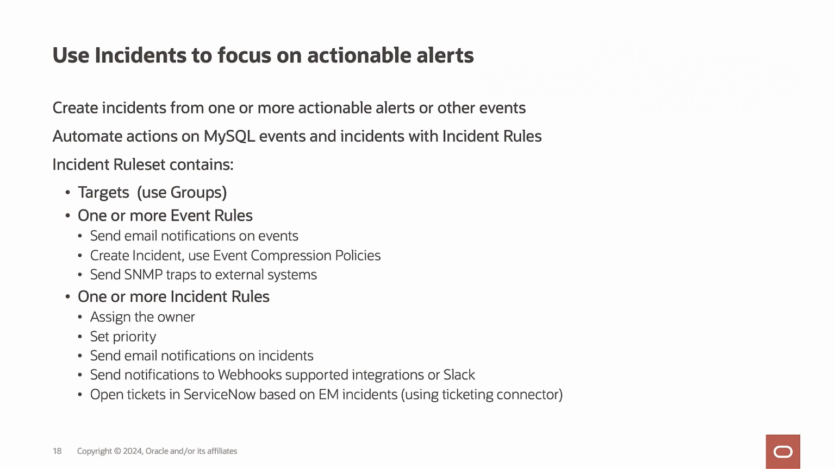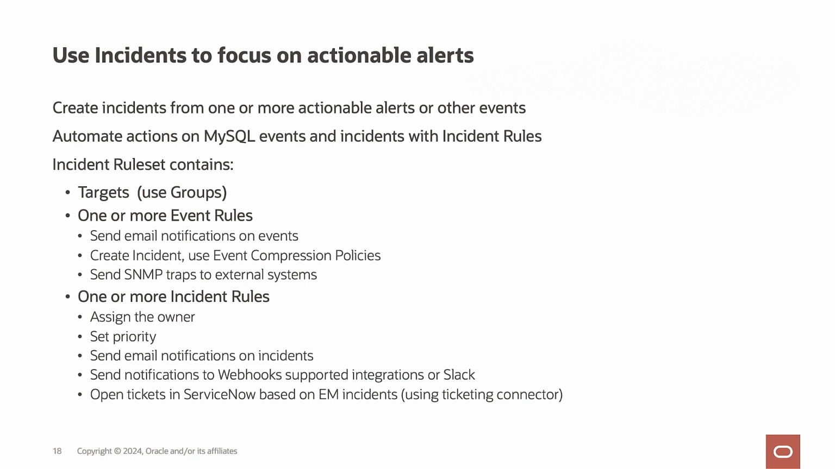Now let's switch gears to how you can manage your MySQL alerts using EM's incident management capabilities. First step is to use incidents to focus on actionable alerts. Incidents in EM are essentially tickets that contain one or more actionable alerts or other events. You should manage events at an incident level, which supports assigning an owner to the incident, tracking resolution status, and more. Automate actions on these events and incidents with incident rules.